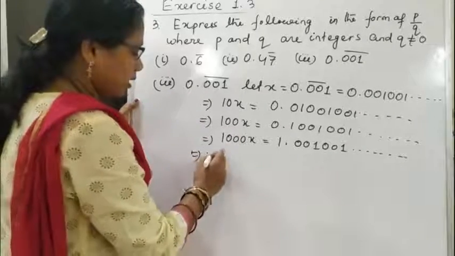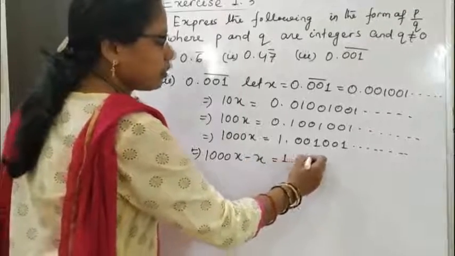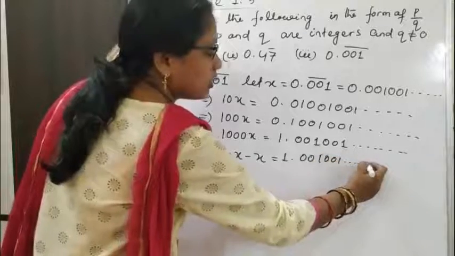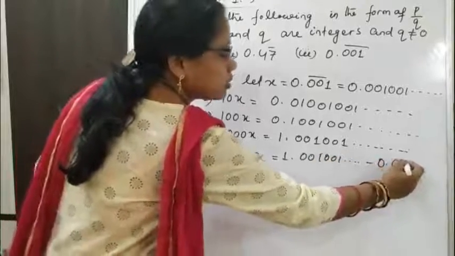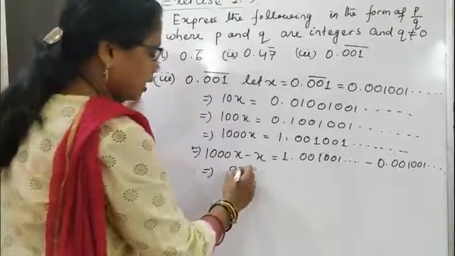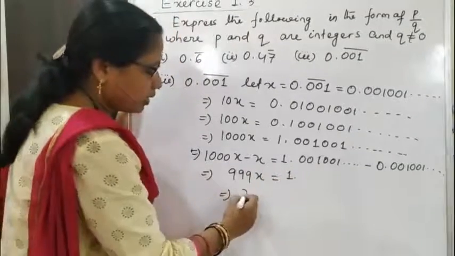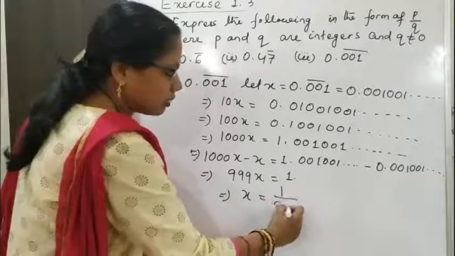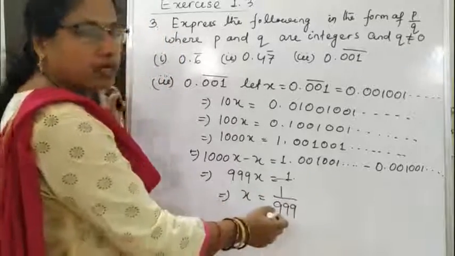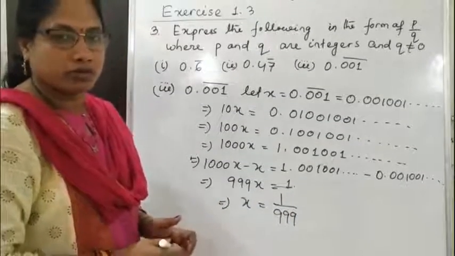So this implies 1000x minus x is equal to 1.001001 up to infinity minus 0.001001 up to infinity. So this implies 999x is equal to 1, or this implies x is equal to 1 by 999. So this is in the form of p by q, where p and q both are integers and q is not equal to 0.